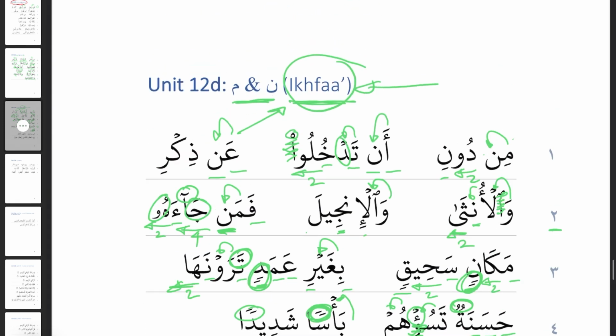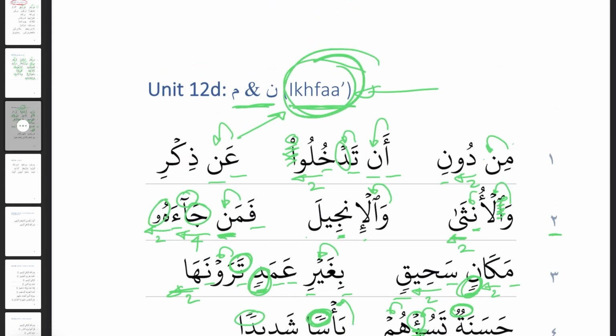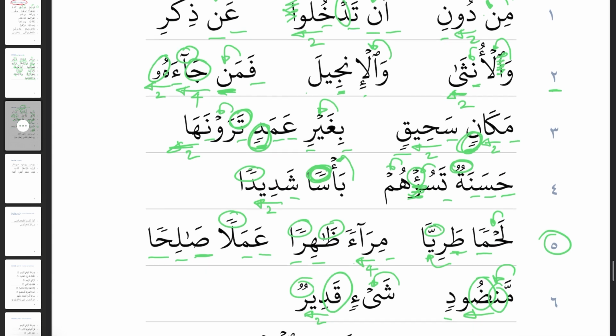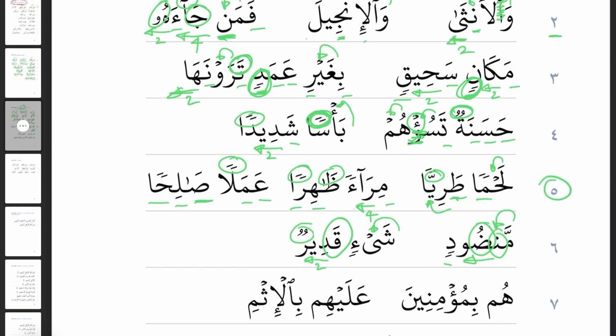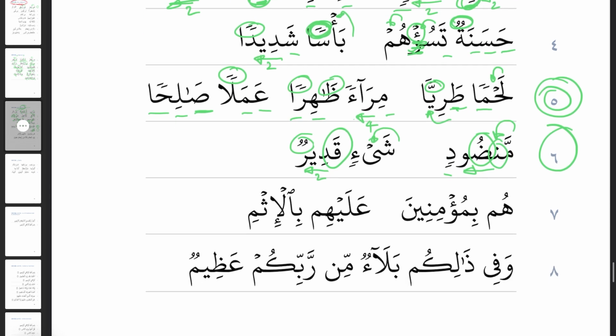Hang on, let's just bring the screen down so you can see it. Ikhfaa, the hiding of the noon behind the next letter, holding the ghunnah. And we've seen here on lines 5 and 6 how that really does make a difference in the sound when the ghunnah that you're holding is followed by a thick, heavy letter. So on these last 2 lines here, we're covering hiding the meem.